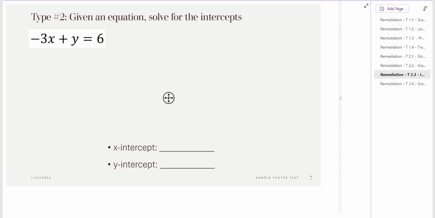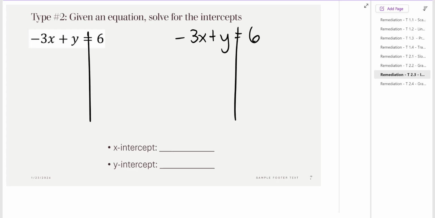So again, we have to solve it 2 times. Okay, so for the x-intercept, goodbye y. And this one is the y-intercept. Goodbye x.